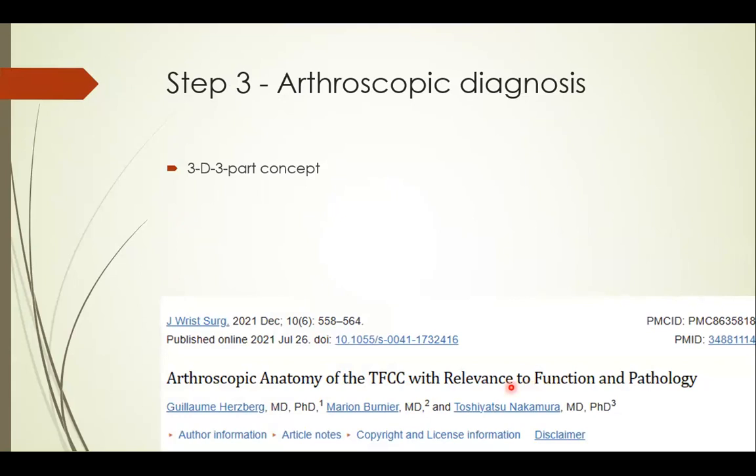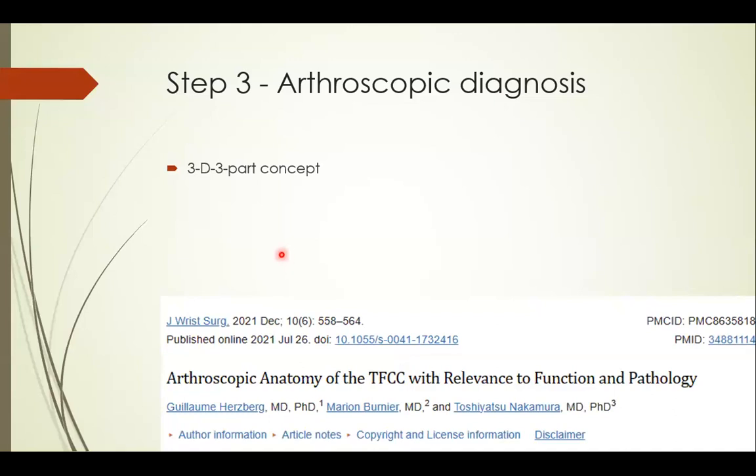Now, just heads up to the fellows, I'll be asking a question to you in a couple of slides. So please pay attention. The reason why is because if you understand this concept, you're good to go, at least theoretically. So the concept I'm presenting here is a 3D 3-part concept.